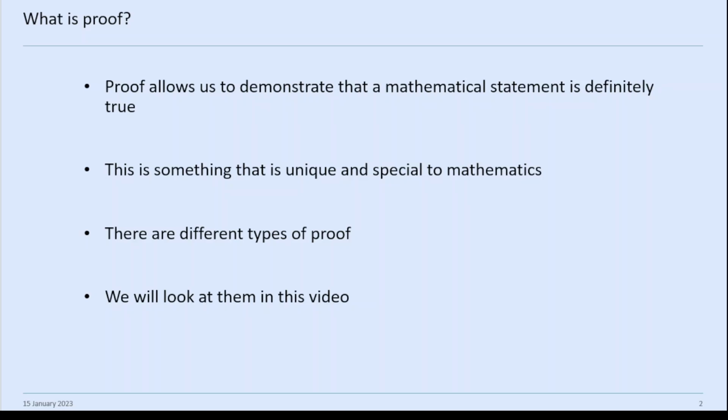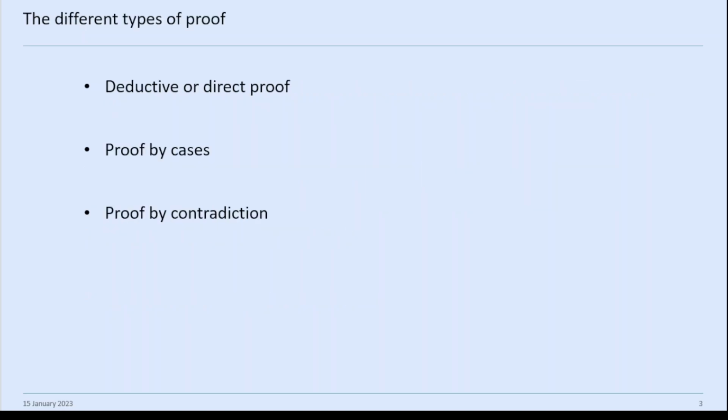There are various different types of proof. We're going to go through them in this video. We're going to look at deductive, or what's also called direct proof, proof by cases, and proof by contradiction.